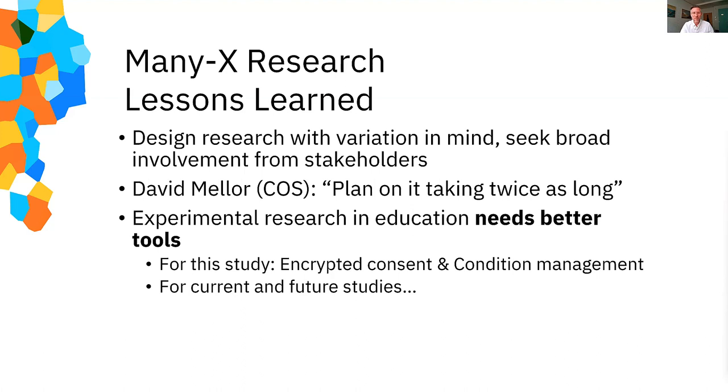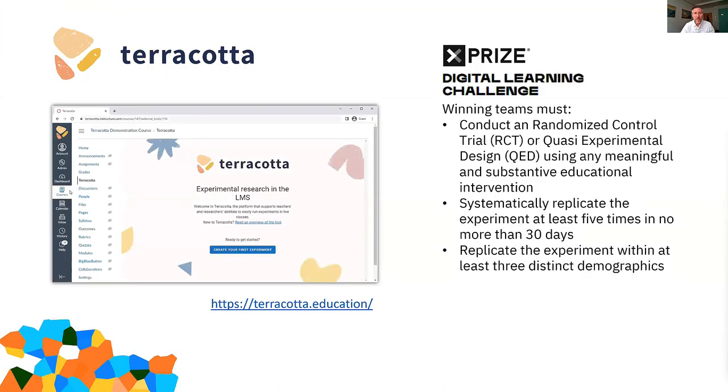While for this study we did develop some interesting things for encrypting consent and for condition management, for current and future studies we've got a tool that we're relying on much more heavily, and I'll briefly tell you about it. I call it Terracotta, and you can learn more about it at the website. I'm also talking with some faculty at UBC about potentially integrating Terracotta with UBC's Canvas site. I don't want to make too many promises there, but at least it's under consideration.